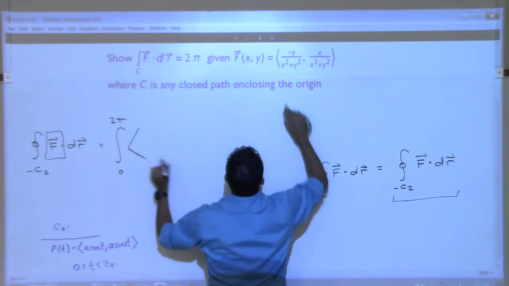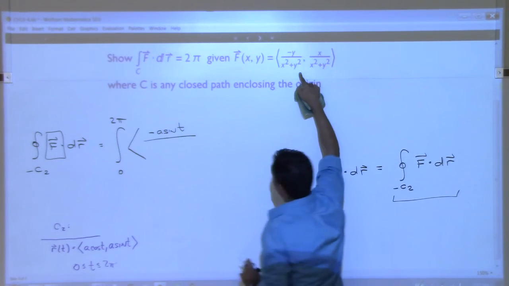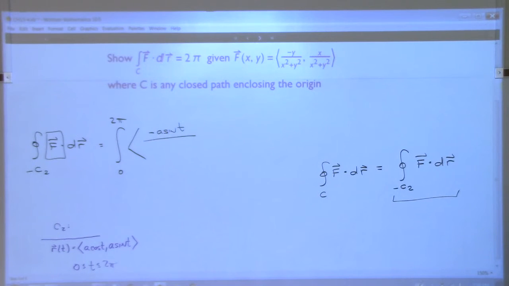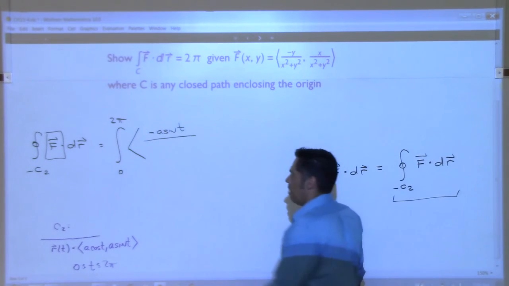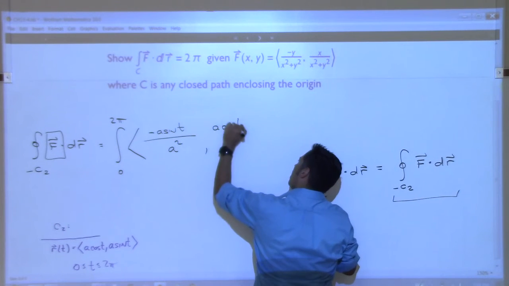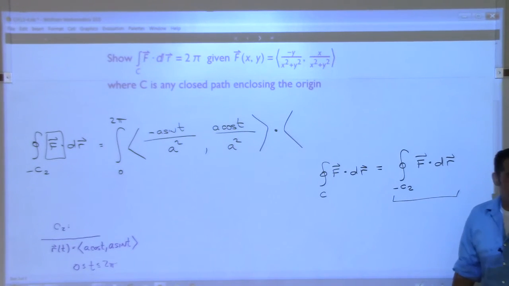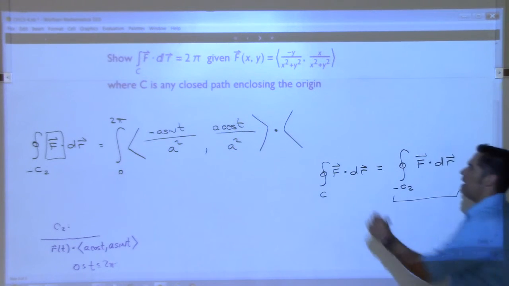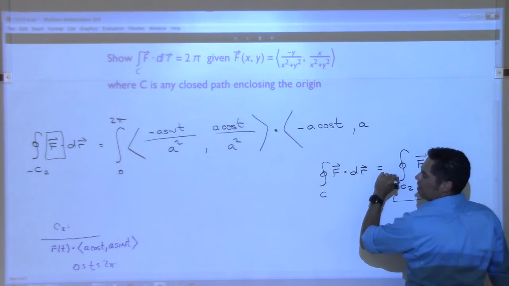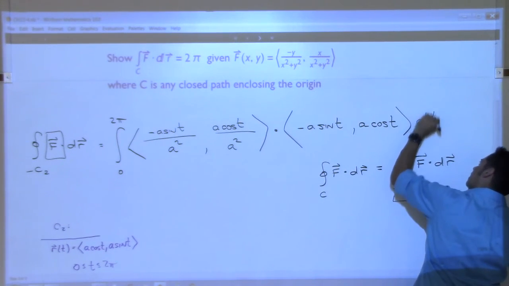So what's the first part of this field? Negative y, which for us is negative a sine t, over x squared plus y squared. So what's x squared plus y squared? A squared cosine squared t plus a squared sine squared t. Pull out, so that's just a squared, comma, this one, a cosine t over the same thing. We're going to dot that with dr, which is the derivative of that, which would be negative a sine t, and then a cosine t, then dt.